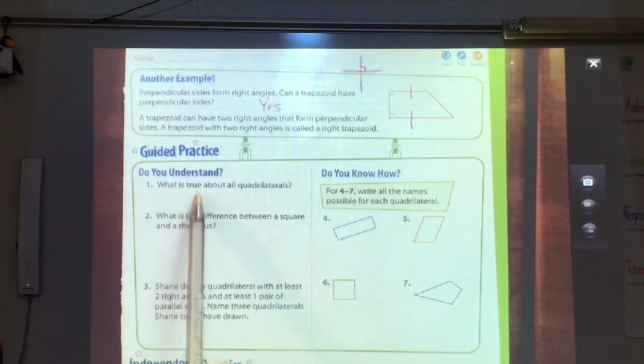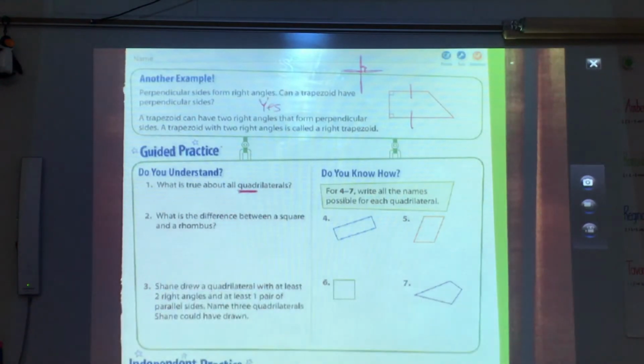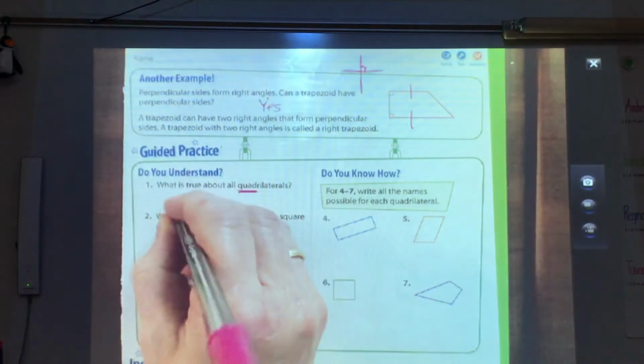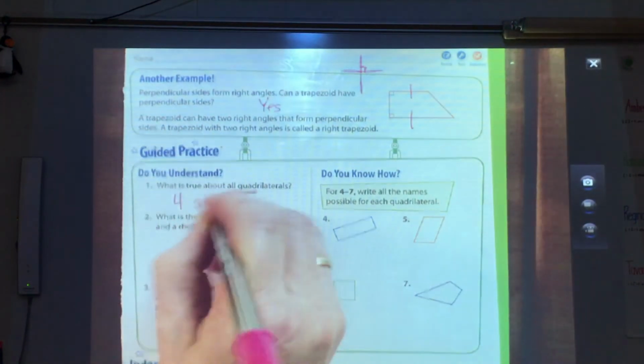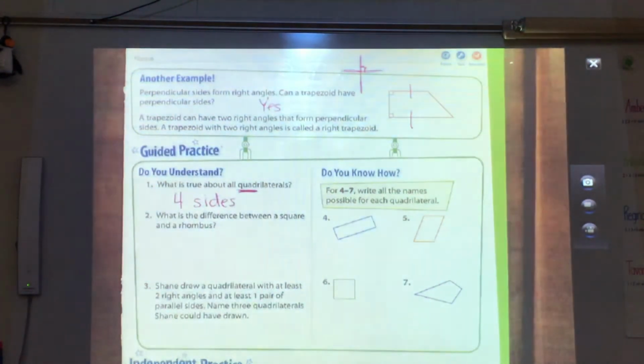It says, what is true about all quadrilaterals? Well, let's go back to what we said the prefix meant when we see quad. All quadrilaterals have 4 sides. That is true about every quadrilateral that you'll see.